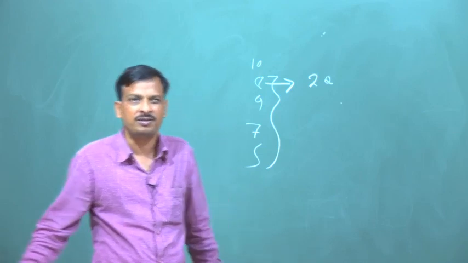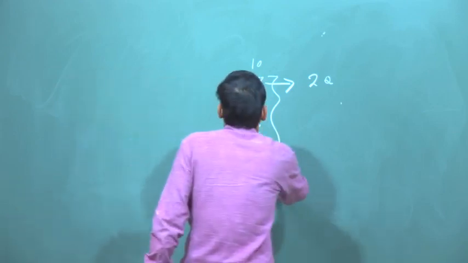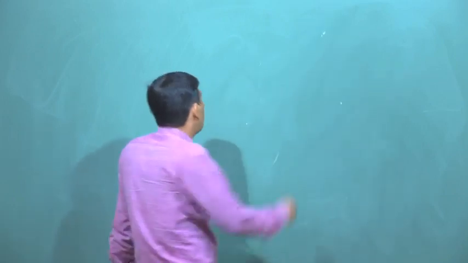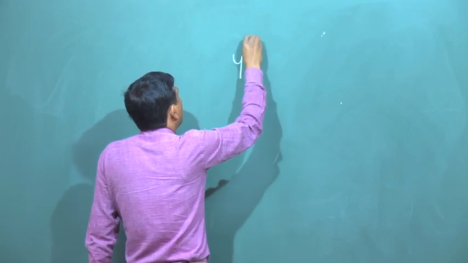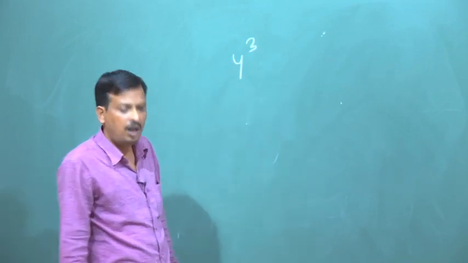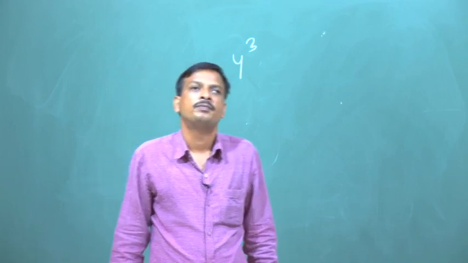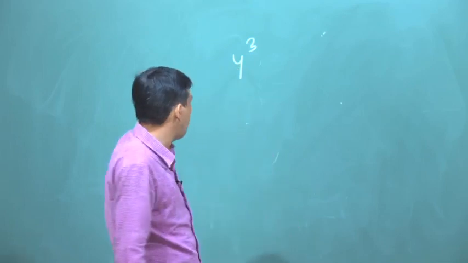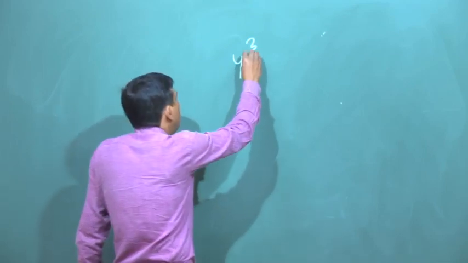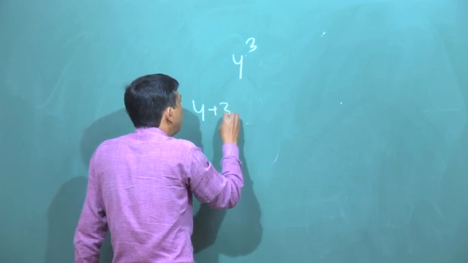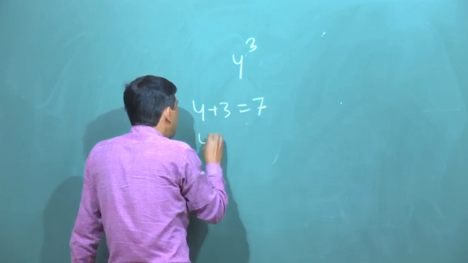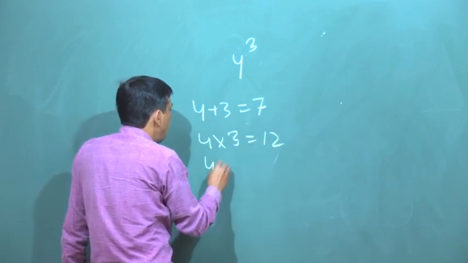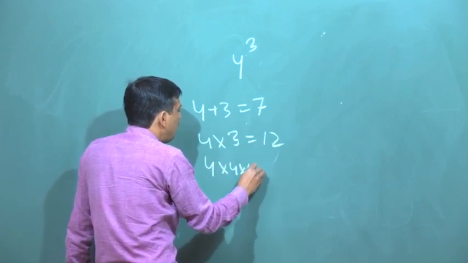I will explain one thing, you just see how you do that. Let us take an example, let us suppose 4 to the power 3. I want to test this. What are the possible misconceptions? Some students may add these numbers, some students may multiply these two numbers, some students may write down the correct answer.